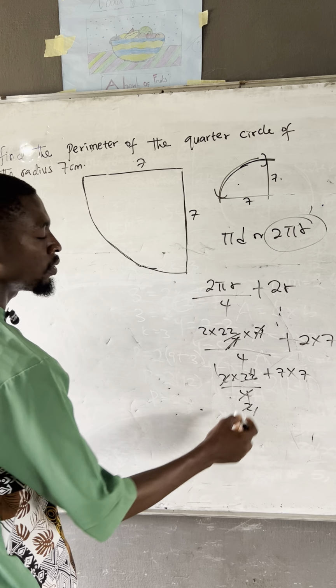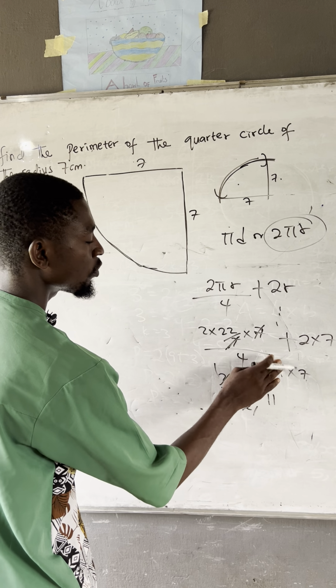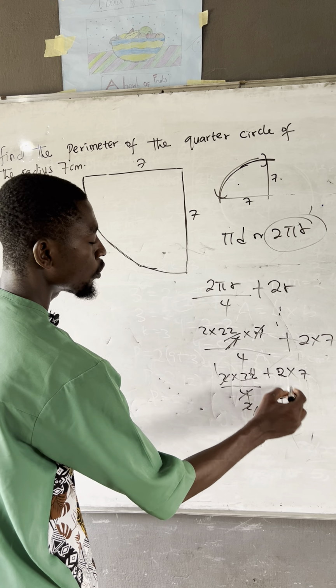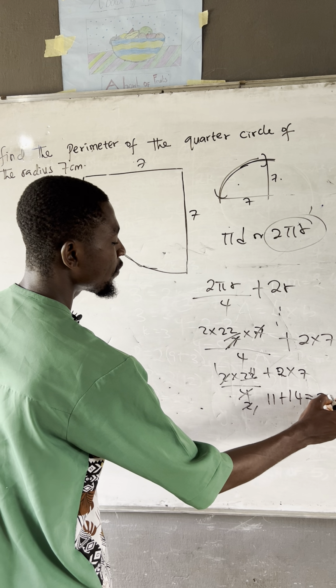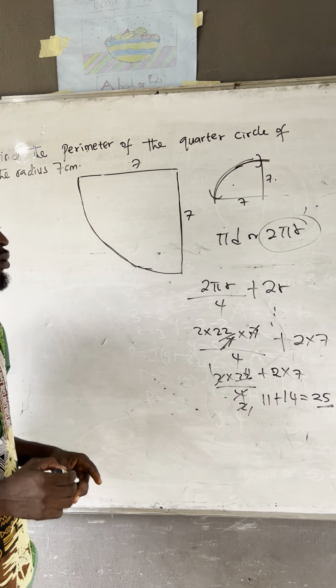44 divided by 4 is 11. 11, this is 2 times 7. 11 plus 2 times 7 will give us 14. If you add it together, you'll be having 25. And that is in the options. That's the answer to the question.